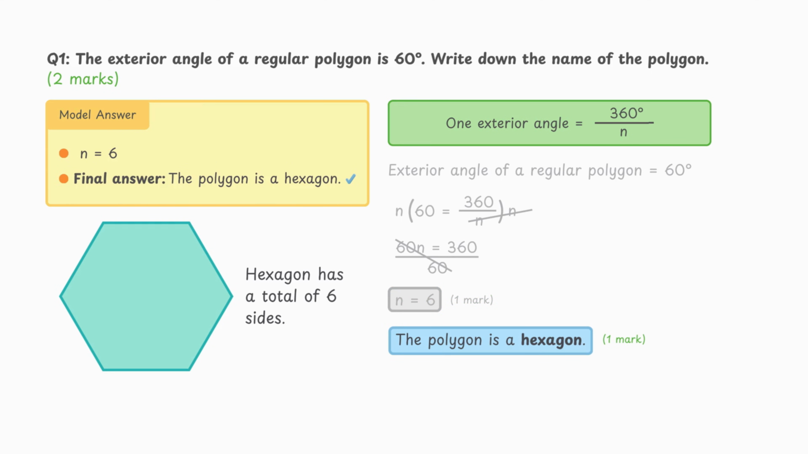Now take a moment to understand the key idea. If you know the exterior angle, you can always find the number of sides using the formula. And once you know the number of sides, you can name the polygon easily. This is a very common type of question, so remember the steps carefully.